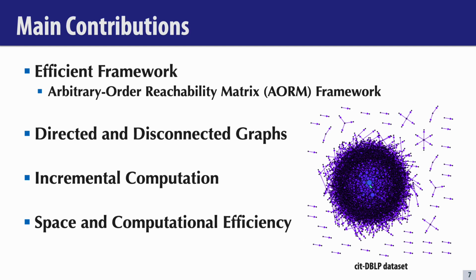The proposed approach has the following major key benefits. First, we formulate an AORM framework as an arbitrary order reachability matrix computation with the objective of approximating multi-hop similarity among vertices in a graph. Second, AORM works on directed disconnected graphs that are common in real-world networks such as citation networks. Third, one of the key features in our framework is the incremental computation for efficiently approximated reachability and all-pair shortest path solution. Lastly, our approach supports space and computational efficiency by using a sparse matrix for processing massive networks.